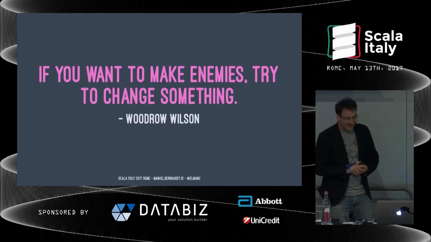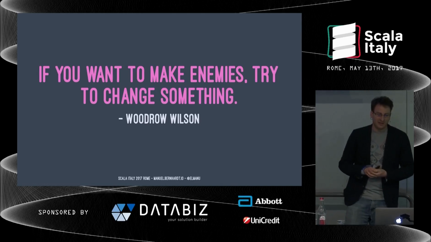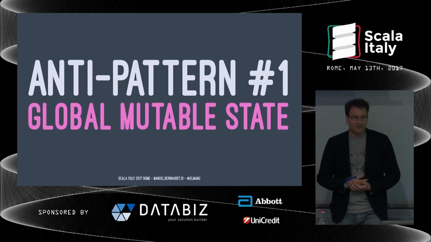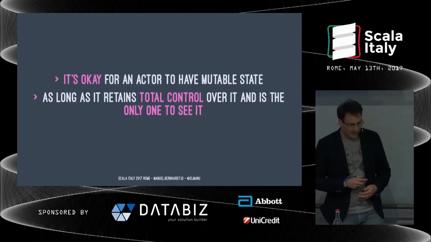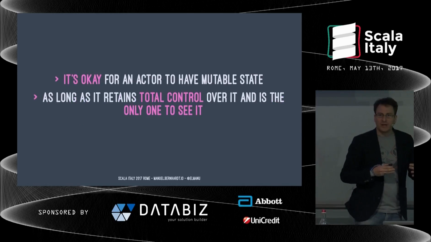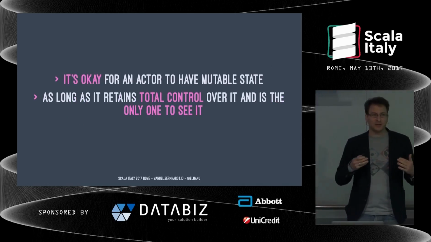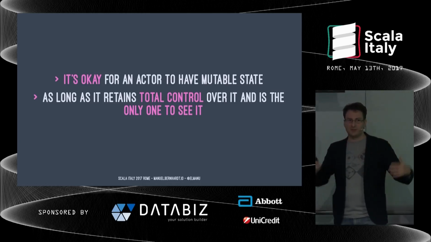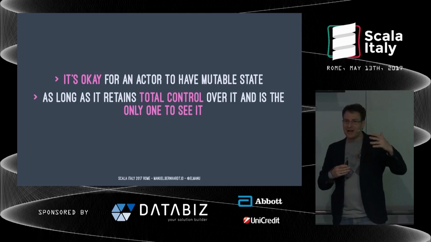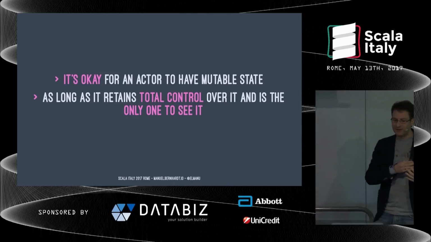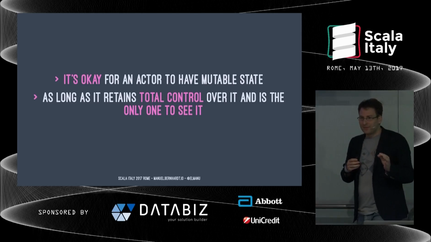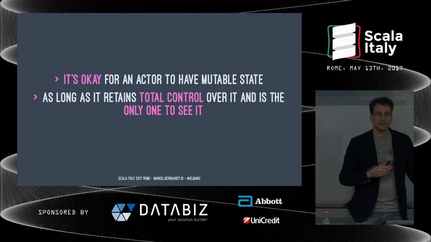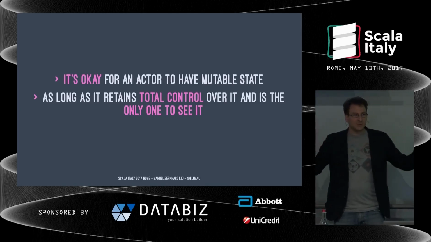The first anti-pattern. If you want to make enemies, try to change something. That's by Woodrow Wilson, the 28th President of the United States. Our first anti-pattern is global mutable state. We all know it's okay for an actor to have mutable state. That's why we use actors, because an actor gives us this illusion that everything is okay. Inside of the actor, we can use mutable things. Everything is going to come in one message at a time. We're not going to have any concurrency issues and overlapping things, except that there is one thing we have to make sure of, which is that the actor actually retains total control over its state and is the only one to see the state. The moment we start leaking the state to the outside, we're in trouble.